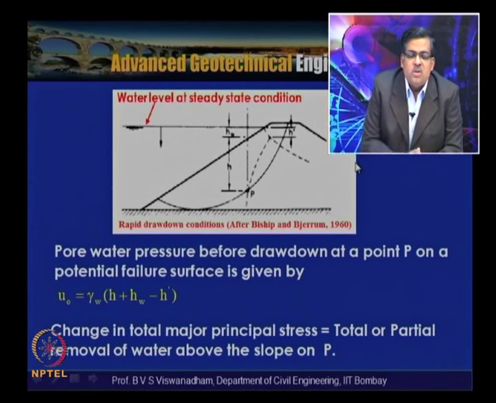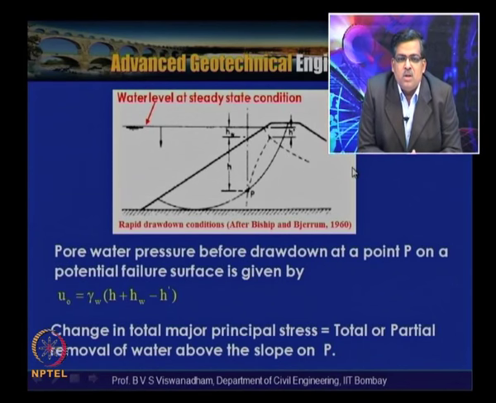Now it is easily assumed that the change in total major principal stress due to the soil slope is equal to the total or partial removal of water above the slope.